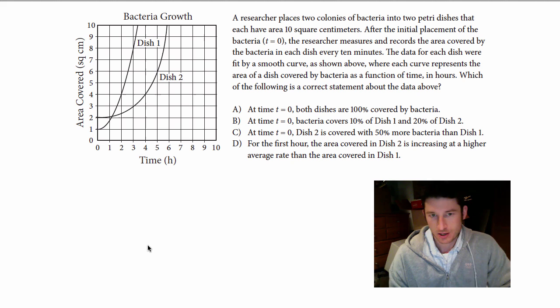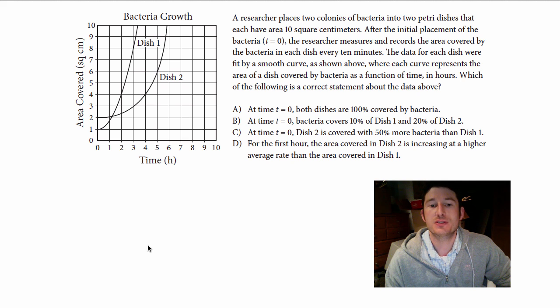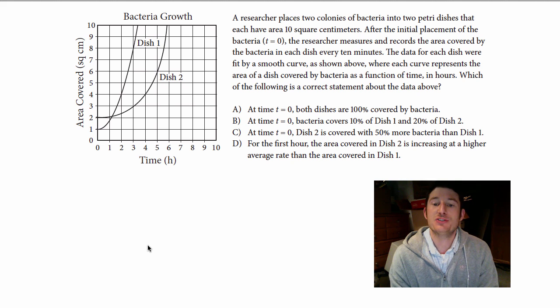Let's take a look. A researcher places two colonies of bacteria into two petri dishes that each have an area of 10 square centimeters. After the initial placement of bacteria at time 0, the researcher measures and records the area covered by the bacteria in each dish every 10 minutes. The data for each dish were fit by a smooth curve as shown above, where each curve represents the area of a dish covered by bacteria as a function of time in hours. Which of the following is a correct statement about the data above?